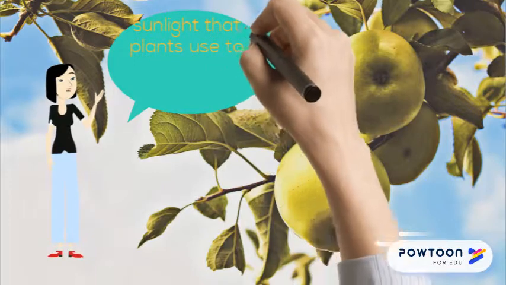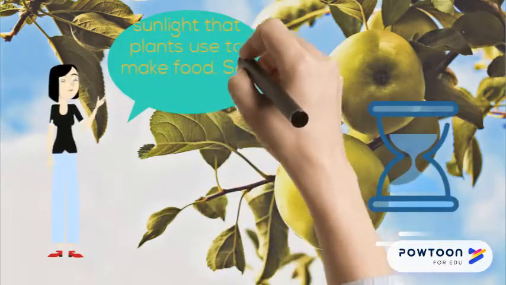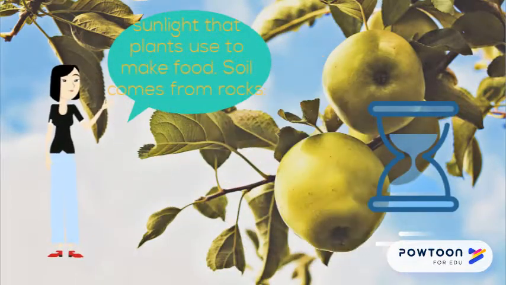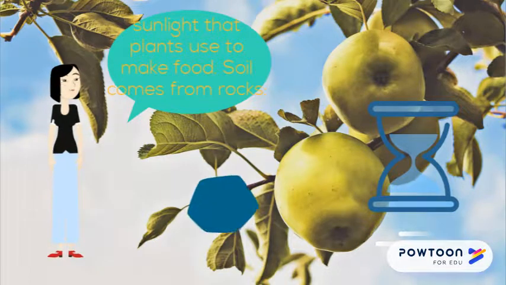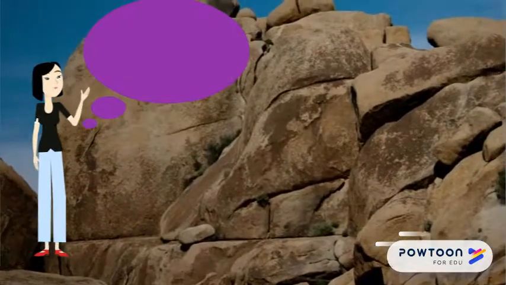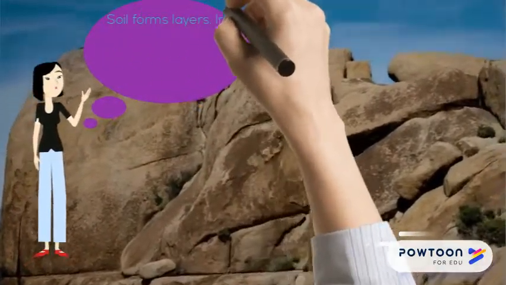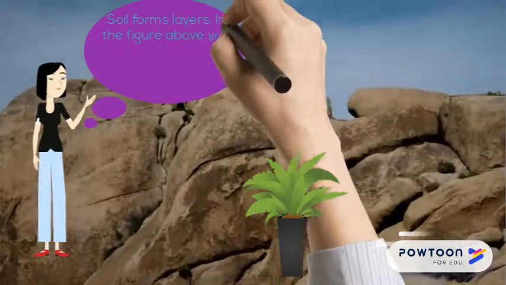Now wizards, where does soil come from? Soil comes from rocks. The land is made up of rocks, subsoil, and topsoil. The land is made mainly of rocks. However, in most places, soil covers the rocks. Soil forms layers. In the figure above, you can see two layers of soil.